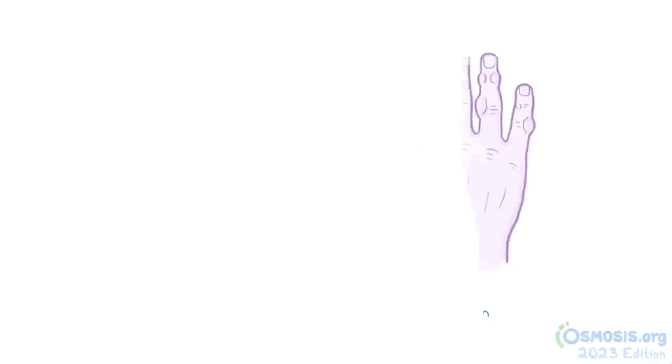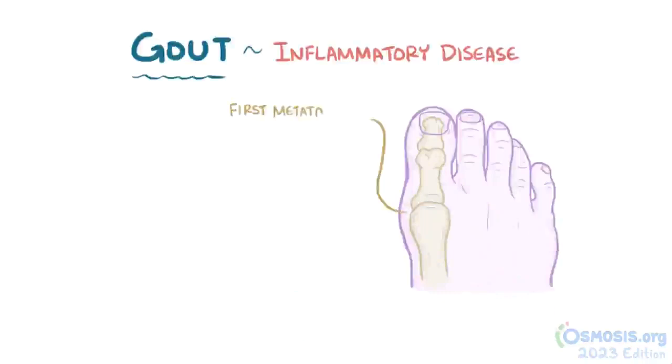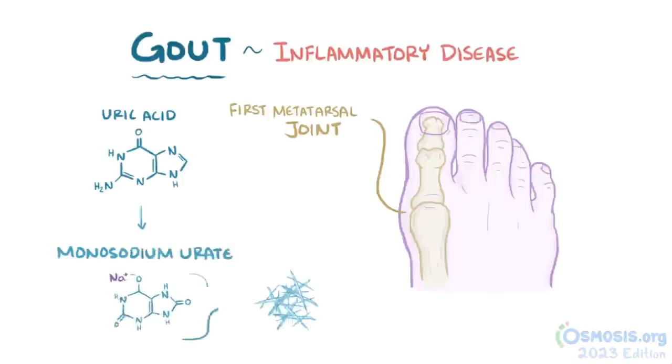Okay, as a quick recap, gout is a type of inflammatory disease that typically affects the first metatarsal joint, which is the base of the big toe, where uric acid precipitates to form monosodium urate crystals, which deposit in the joint and lead to inflammation and pain.